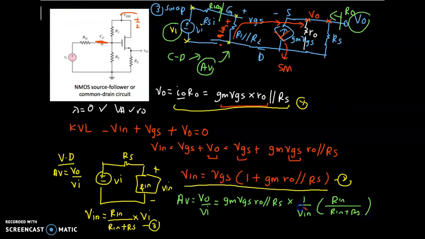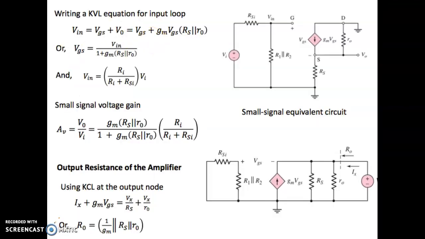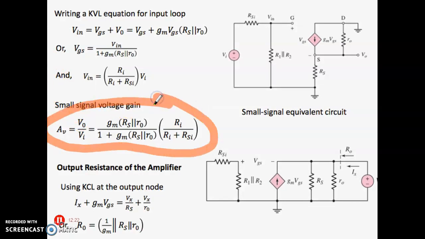Now let's look at what your V in is here. V in is from equation number 2, right? So finally you can get gm VGS times R out parallel to RS, divided by VGS from equation number 2, which is 1 plus gm r naught parallel to RS, and then the voltage divider here, R in plus RS. Then you can cancel out your VGS. So this will be your final derivation of your voltage gain for the common drain. From the slide here, it is the same as before, where you can get the AV, the voltage gain for the common drain.